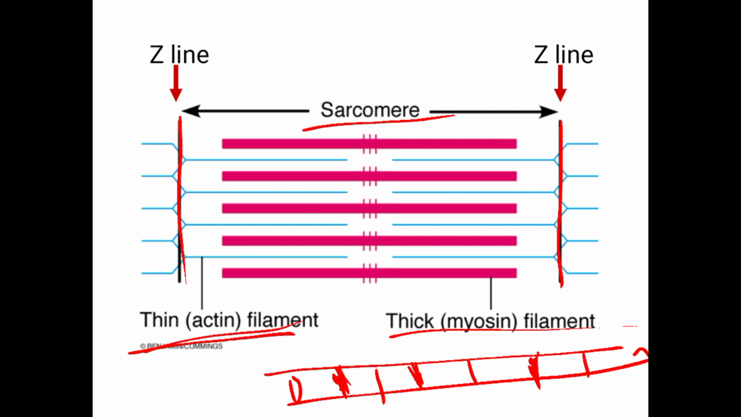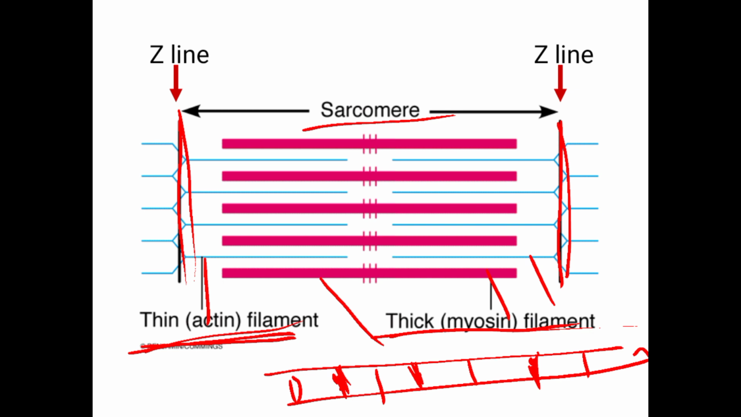you can see that between two Z lines, these thick and thin filaments are arranged, alternating light band and dark band. This is a thick filament and this is a thin filament. Thin filaments and thick filaments. Understood?